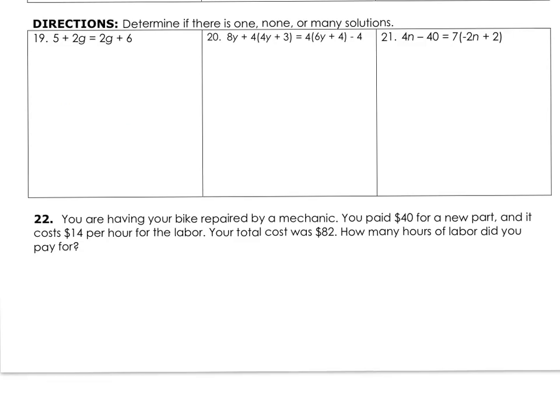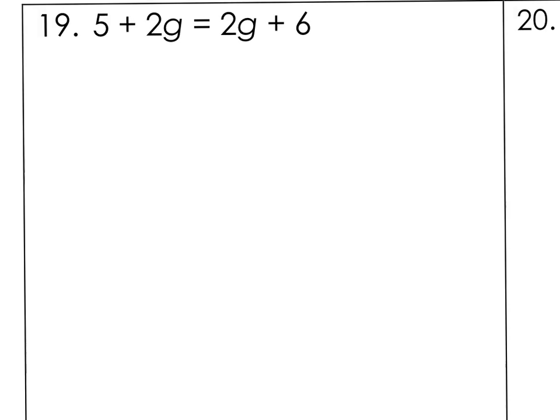Okay, determine if there are one, none, or many solutions. So we're going to solve each of these equations, and when we solve it, we're going to see what our answer looks like. 5 plus 2g equals 2g plus 6. We have variables on both sides. Well, remember, I know this is kooky looking.